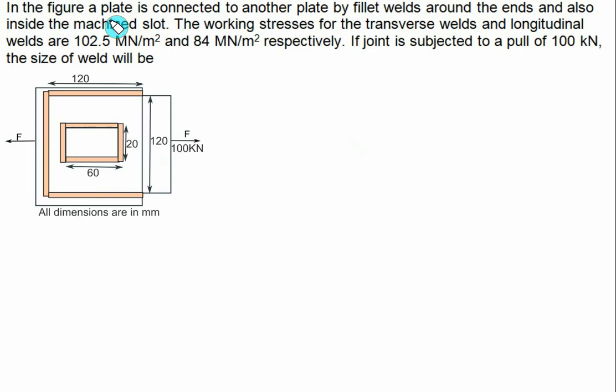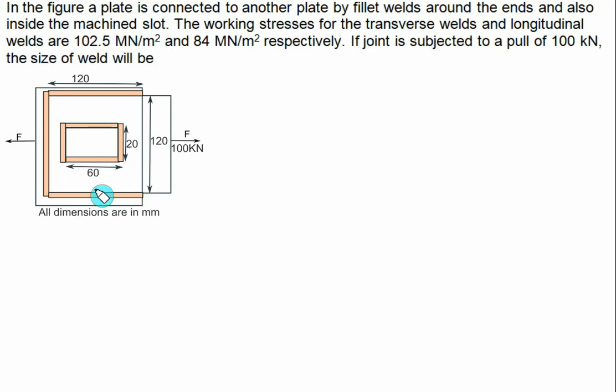In the figure, a plate is connected to another plate by fillet weld around the ends and the inside machine slot. So this one is a machine slot of 60 mm by 20 mm and it is welded all along the periphery. And plate 1 and plate 2 are welded along 120 mm parallel to the force F, that is a longitudinal, as well as 120 mm longitudinal and one transverse that equals 120 mm.